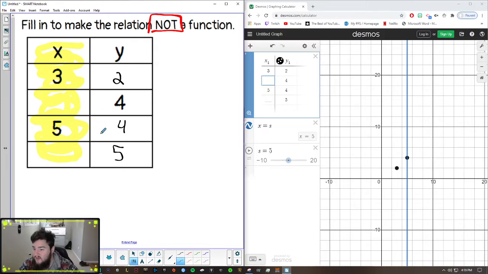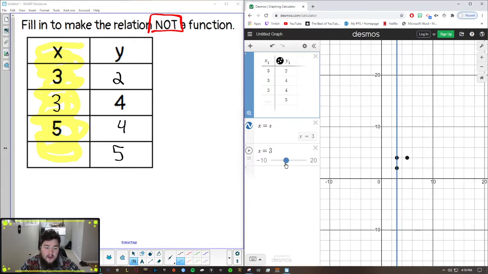So there's a couple ways I could do this. I have a 3 and a 5. If I want to immediately make this not a function, I just need to have 2 of the same x values. So let's say I put 3 in under the x. Look what happens. If I look at my graph, my vertical line now hits that point twice. It's already not a function. I've done it, and it doesn't even matter what this last one is.